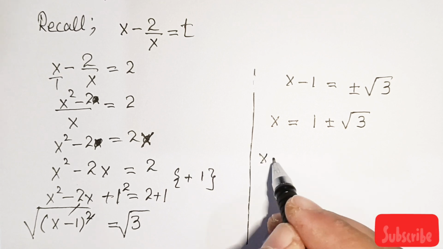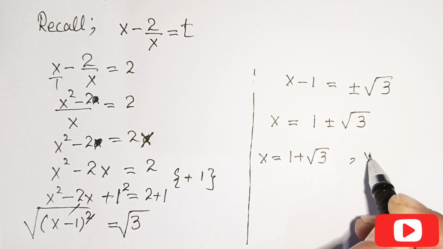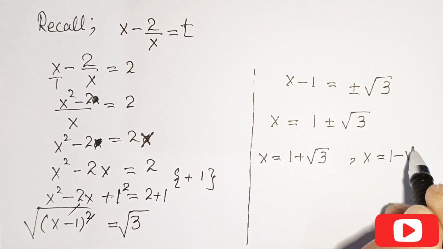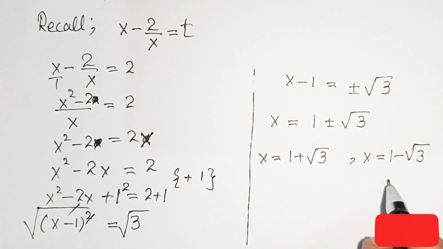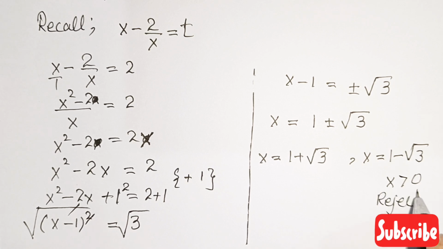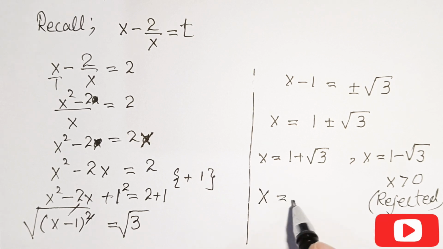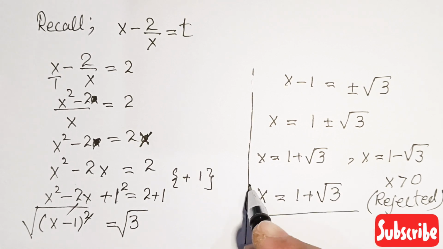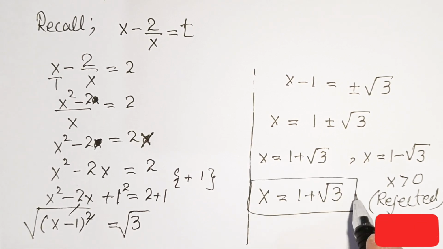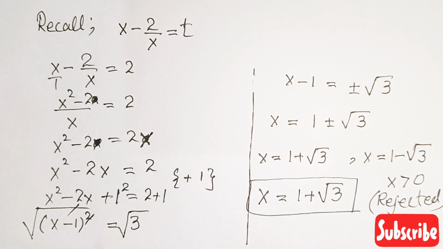So here we have two values of x. X is 1 plus square root of 3 and x is equal to 1 minus square root of 3. As 1 minus square root of 3 is actually less than 0, we are going to reject this one. So our final value of x is equal to 1 plus square root of 3. It is our simplified form. It is our final answer, 1 plus square root of 3.